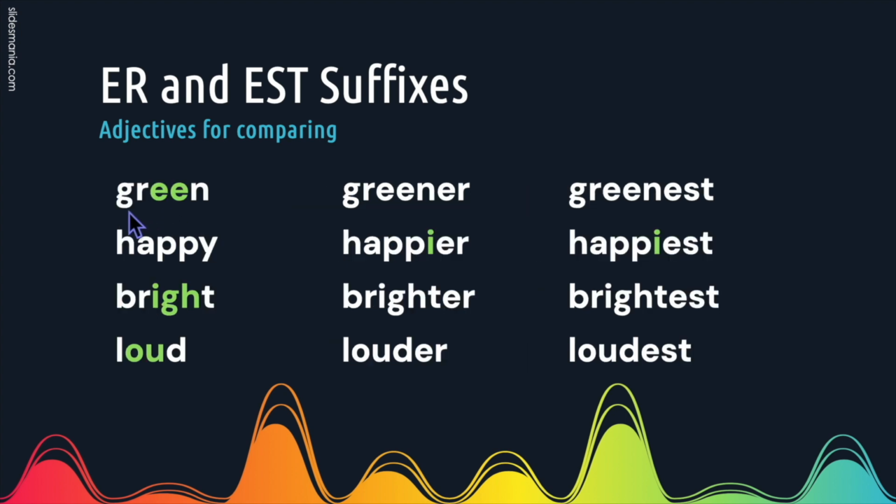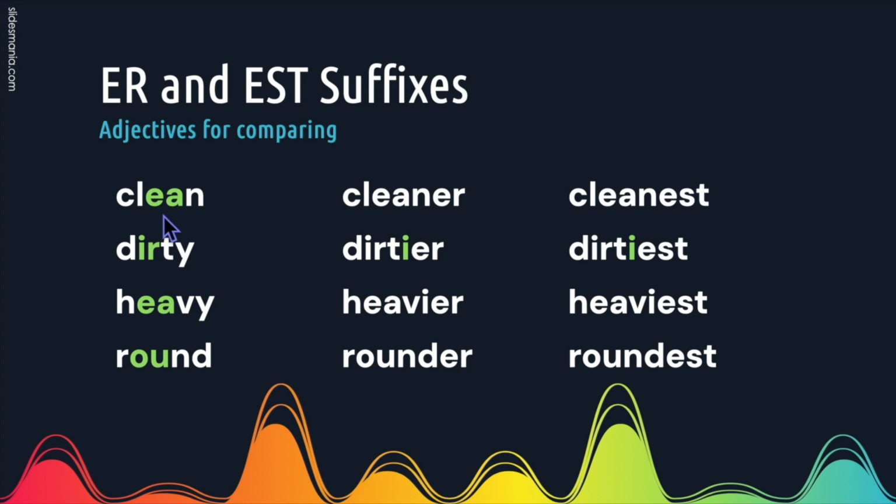EE says E, so here we have green, greener, greenest. Here we have the word happy. Notice that when we add the suffix the Y becomes an I. So here we have happier, and happiest. IGH has a long I sound, and the GH is silent. So this is bright, brighter, brightest. OU says ow most of the time. Loud, louder, loudest.